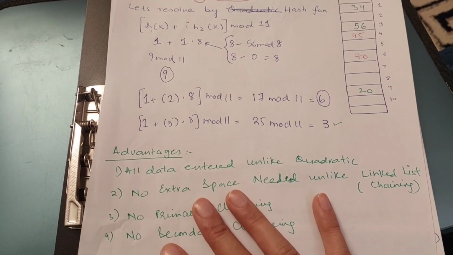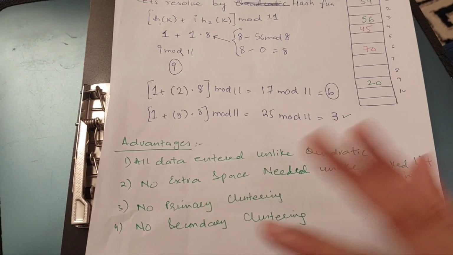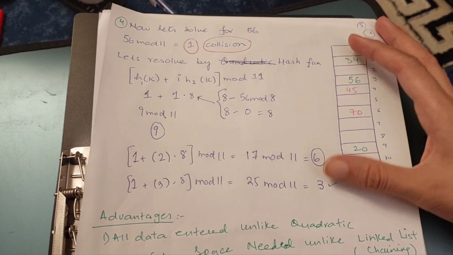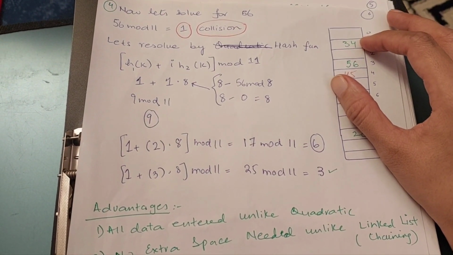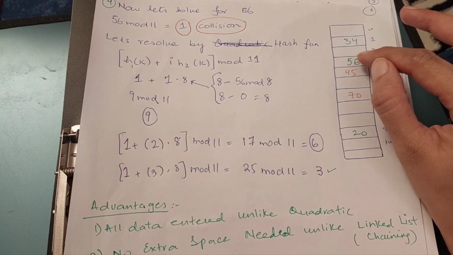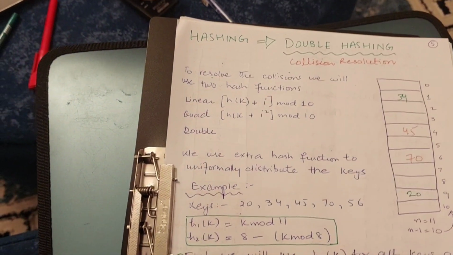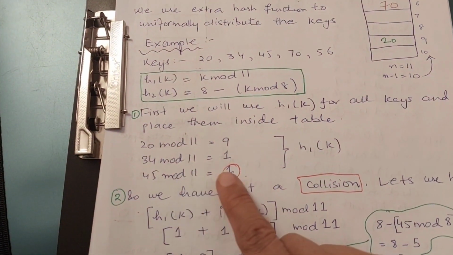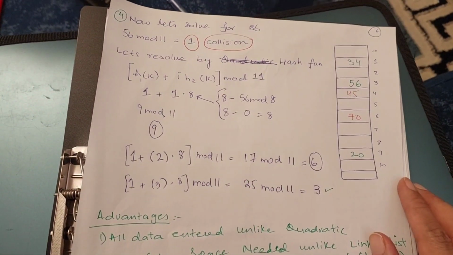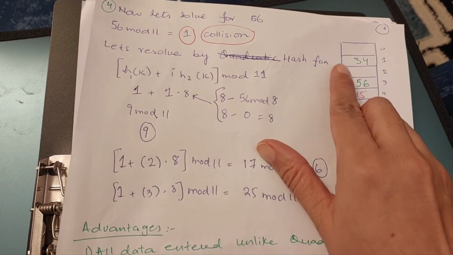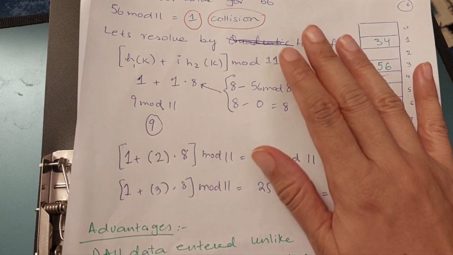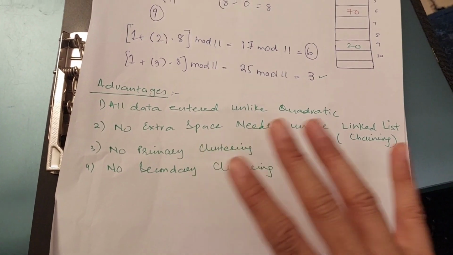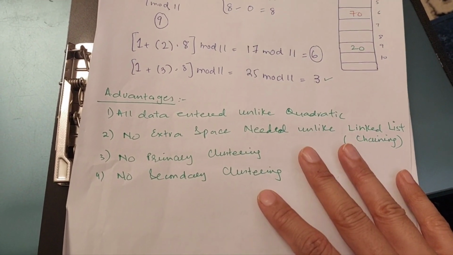Second thing is that we do not need any extra space, unlike chaining. In the case of chaining, we used to link extra space. For example, if 34 wants to reside in location 1, and 45 also wanted to reside in location 1, then in a linked list or chaining mechanism, we had to make another additional space here to link all those entries. But right now, we do not need any extra space.